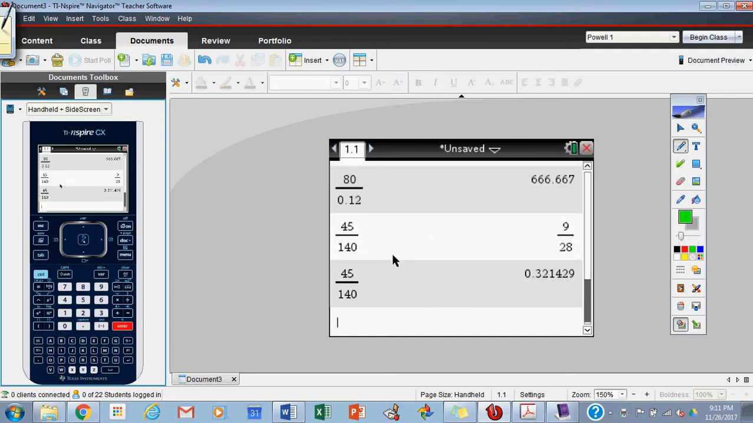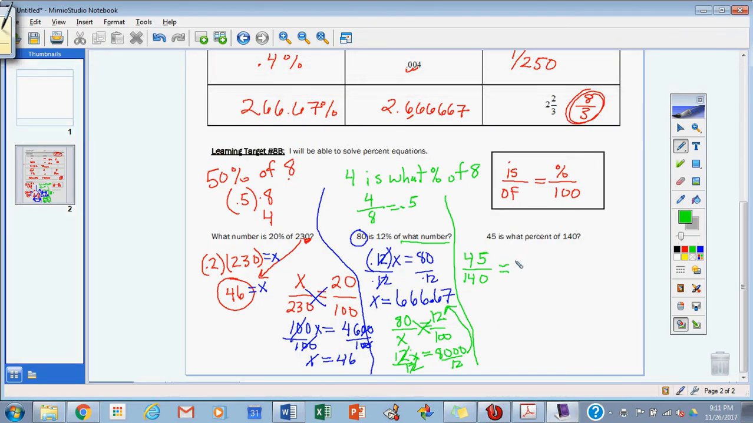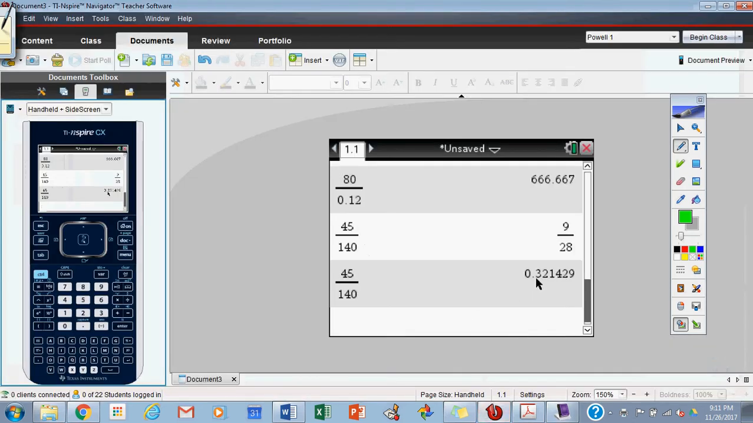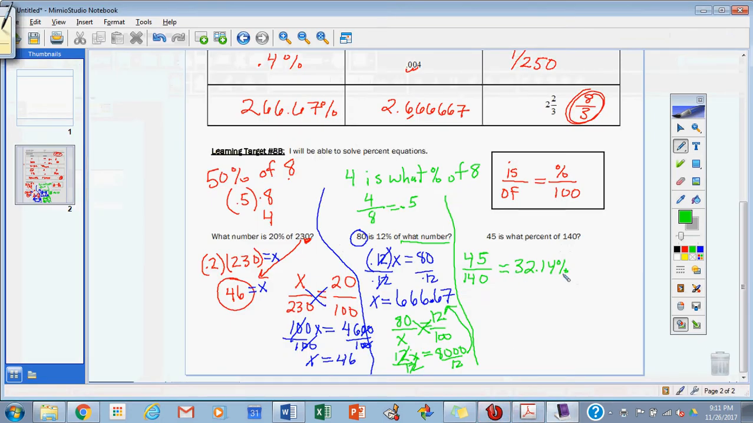So approximately 32.14% is what that says there. Now let me not go too fast here. The calculator said 0.3214, right? But this is a decimal, so we want to get it to an actual percentage. Well, that says it's almost 1/3. 45 times 2 is 90, plus another one is 135. It is almost 1/3, so it's kind of neat.